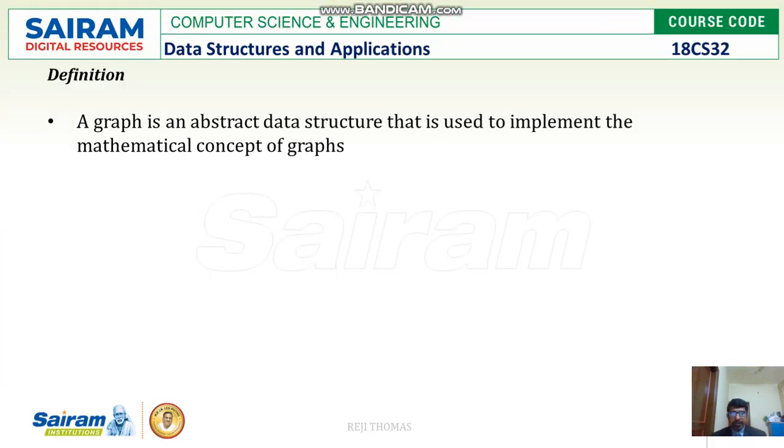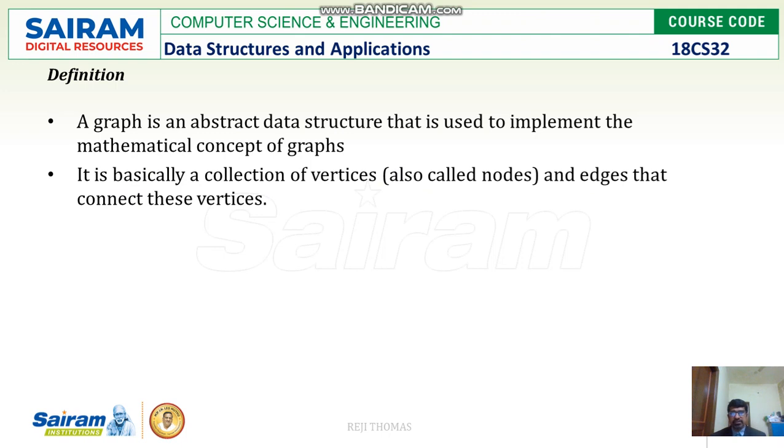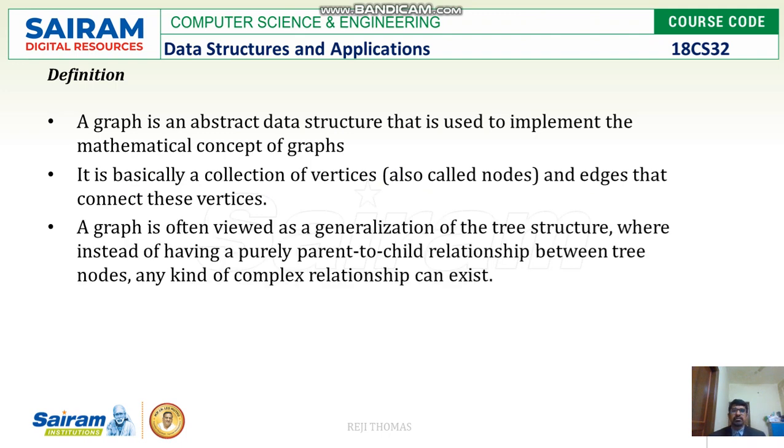There is no particular definition for a graph. Different textbooks give different definitions for this. So a graph can be viewed as an abstract data structure. Some textbooks say it's a collection of vertices and edges. Some others say it's a generalized form of a tree.